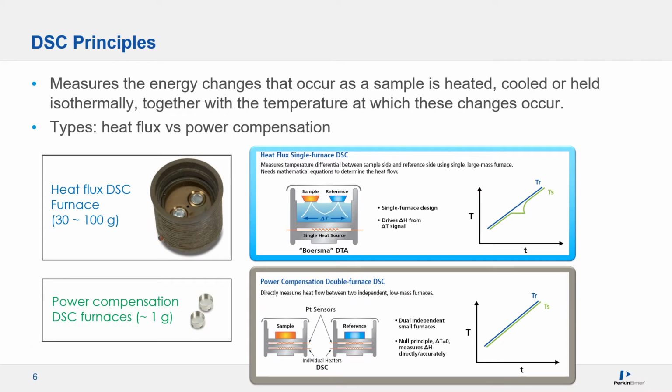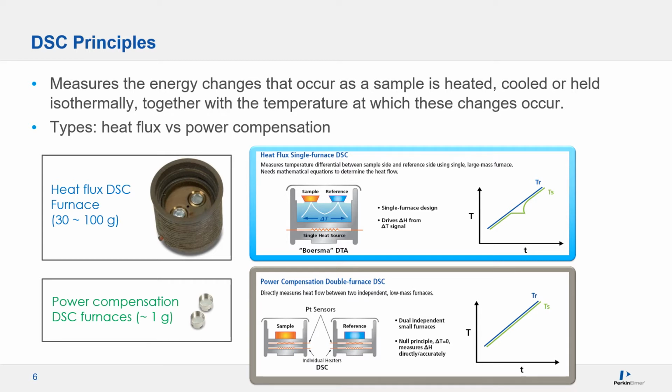Now let's start with the DSC. There are 2 types of DSCs, heat flux DSC and power compensation DSC. Heat flux DSC uses a single furnace with a single heating source. You put a sample, usually in a sample pan, and a reference, usually an empty pan, in the pan holders inside the DSC furnace. As you heat the furnace, both sample temperature and reference temperature are measured. The difference between the two, or delta T, is used to calculate the heat flow.